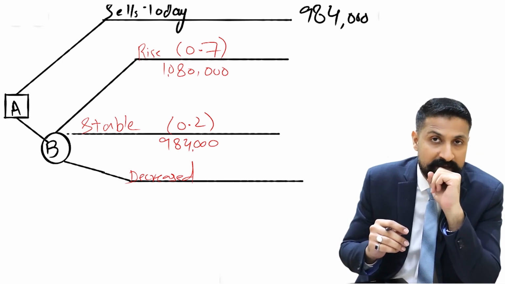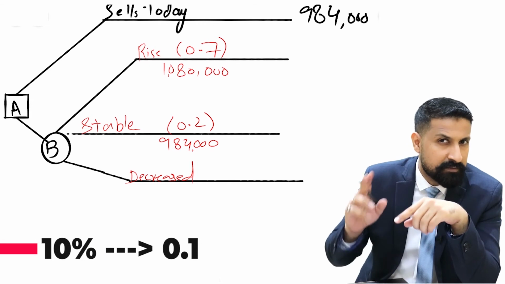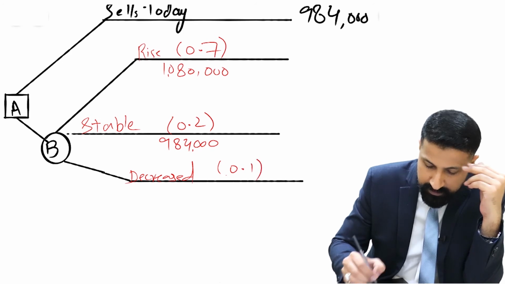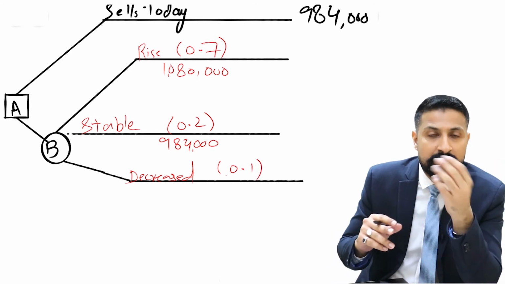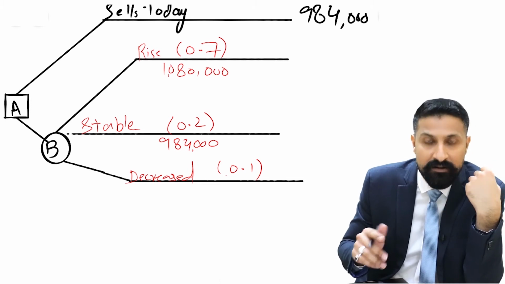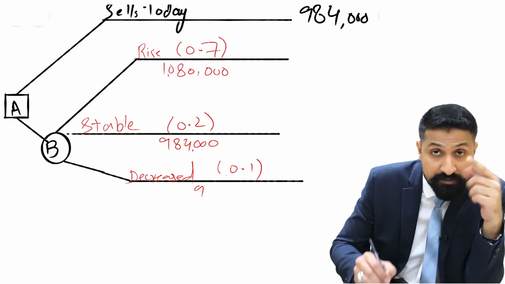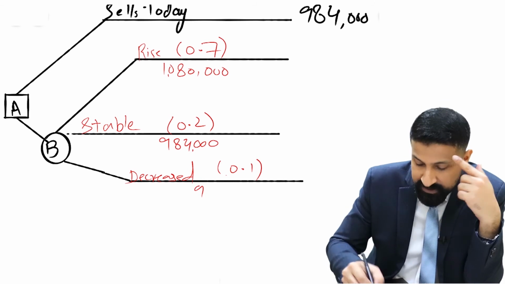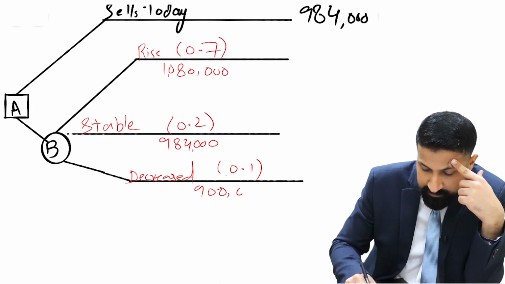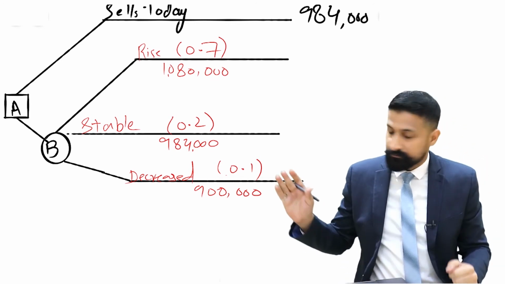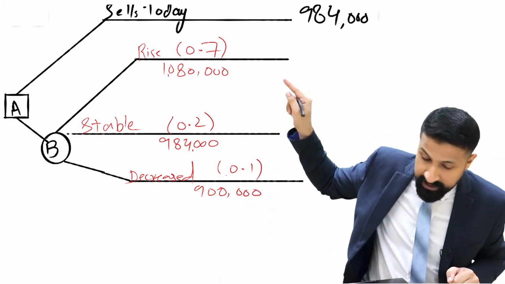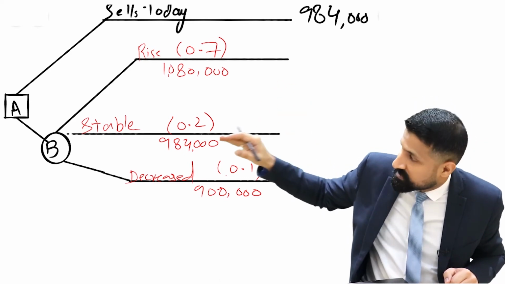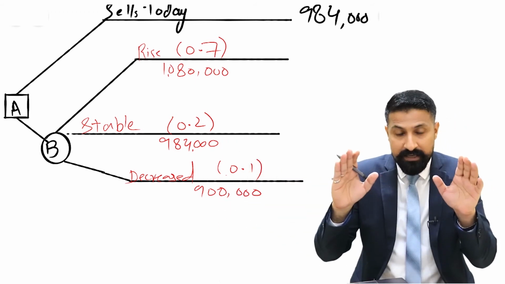What if the prices decrease? What was the probability for that? The probability was 10%. 10% means 0.1. And the expected amount that he would receive in his hand was 900,000. That means all the cost, the law cost and whatever the cost were, have already been taken off. Is this clear to you? The first one is your rise, where 0.7 means 70% chance. The second one is stable, and the third one is decrease. Clear till here? I think they are clear.